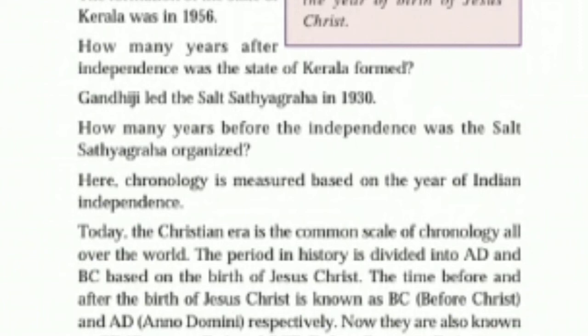Now they are also known as CE. Here we understand what CE, AD, and BC are: the common era is called CE, and BCE is before the common era. These pictures help us to recognize the concept of AD and BC. Okay, students, you have to understand this.